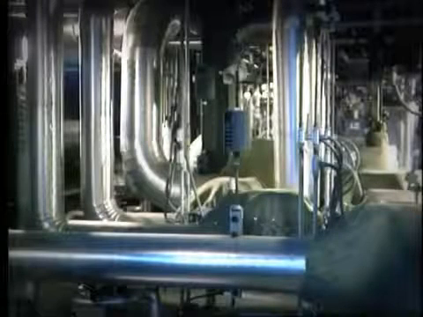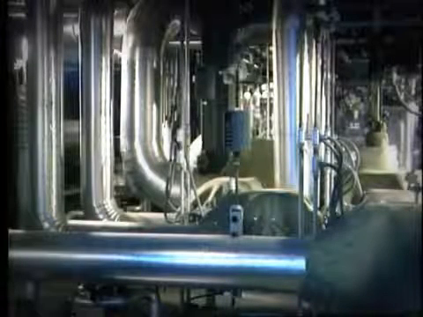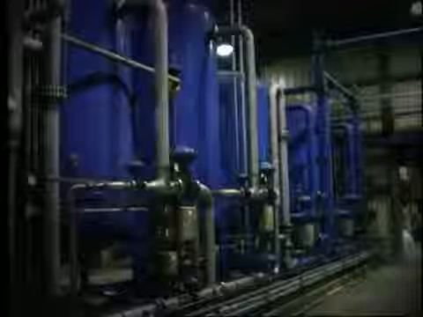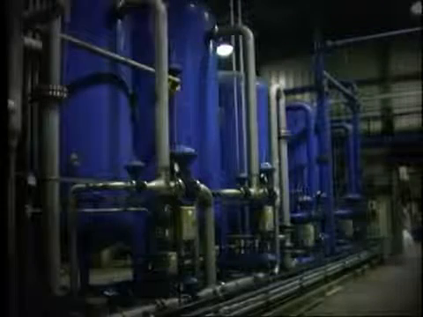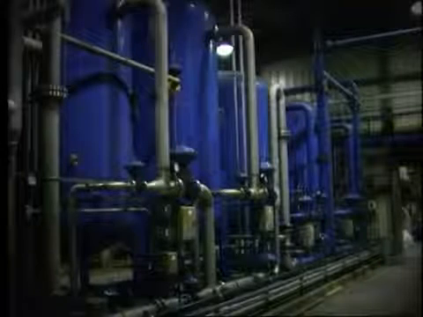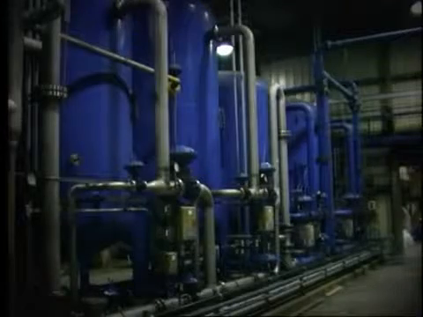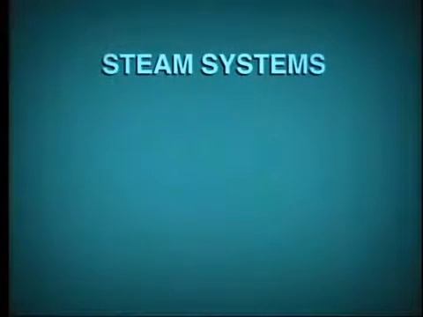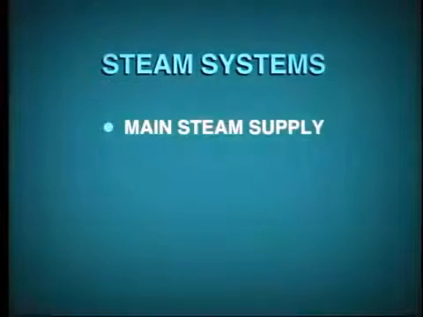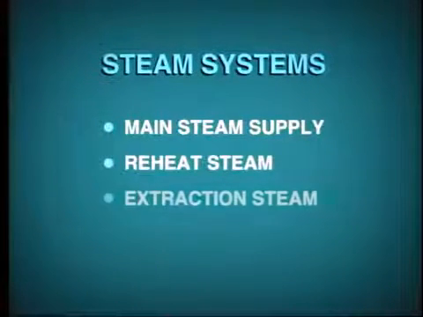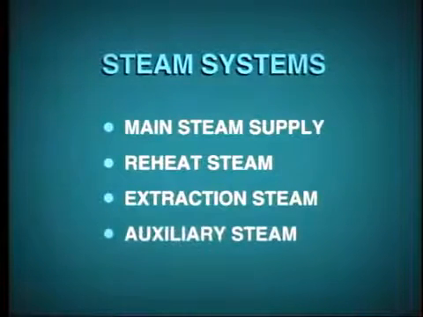Plant systems and auxiliaries consist of a vast array of pipework, valves, heat exchangers, pumps, compressors, and other devices, all connected in such a way as to provide for specific functions and needs. In this segment, we'll look at the various steam systems comprising A, the main steam supply from boiler to turbine, B, the reheat steam, C, the extraction steam from the turbine, and D, the auxiliary steam system.